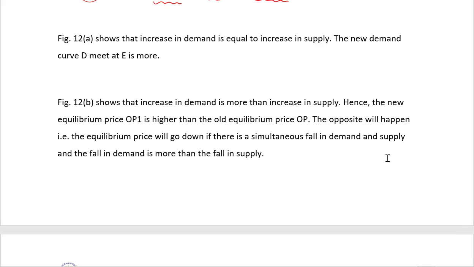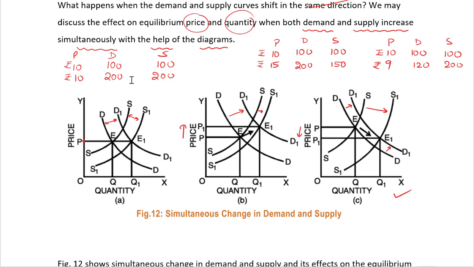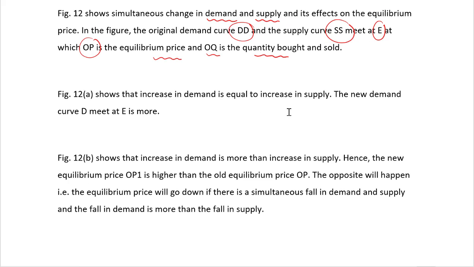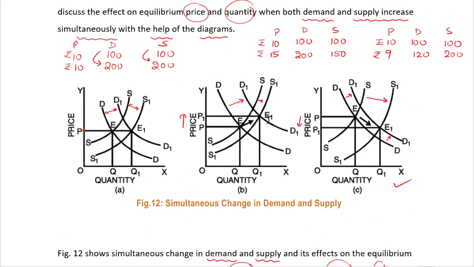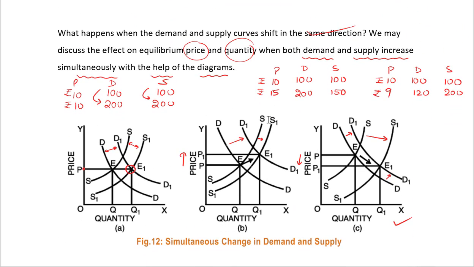Figure 12a shows that increase in the demand is equal to increase in the supply. That means what? The demand is increased by 100 units. The supply also increased by 100 units. So there is no change in the price. Just see over here, increase in the demand is 100 units. Increase in the supply is 100 units. So both are equal. The new demand curve will meet at a new point. Over here you can see point E1.